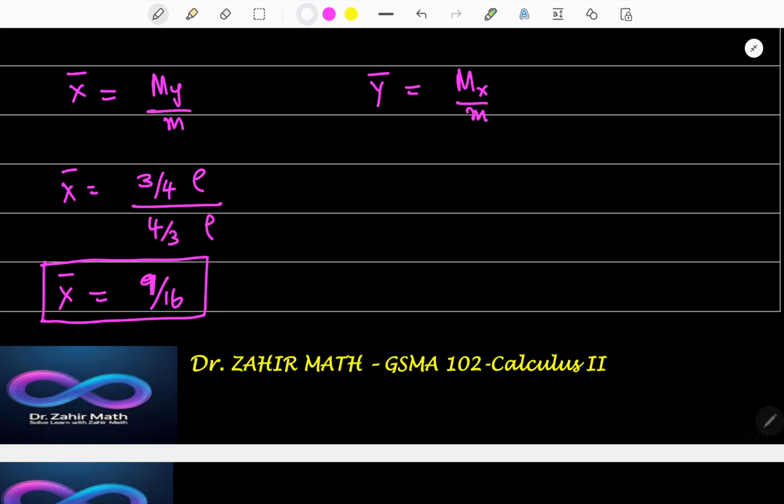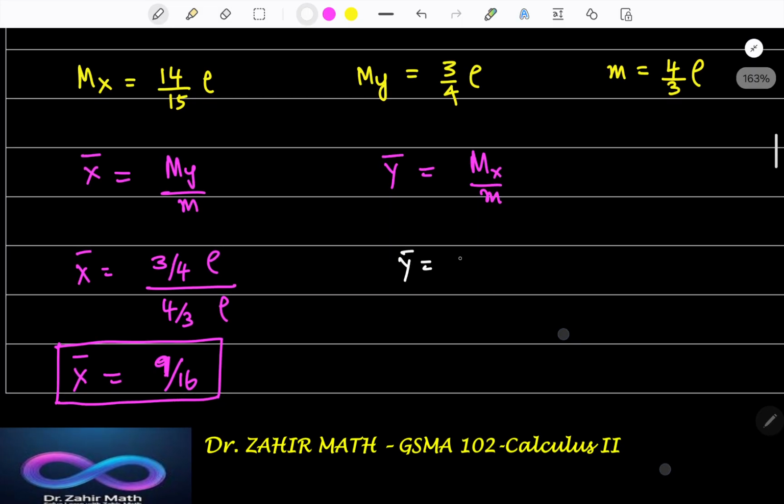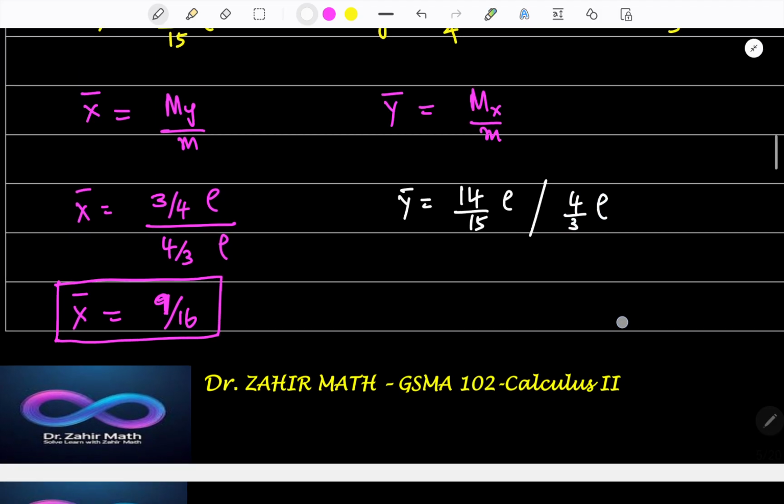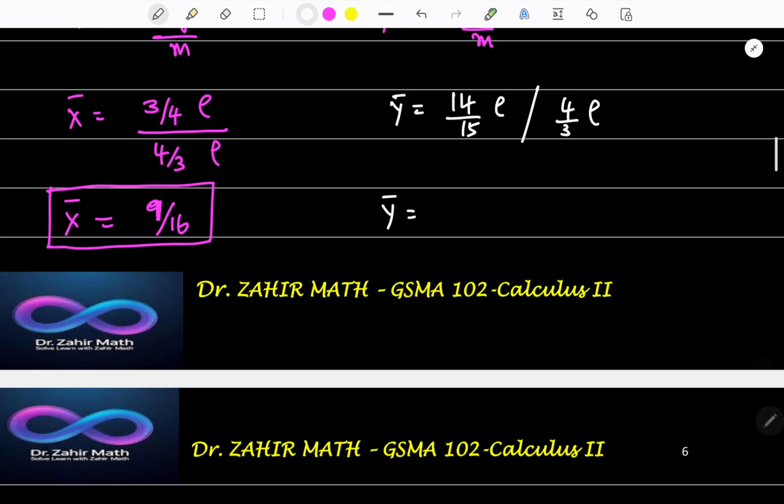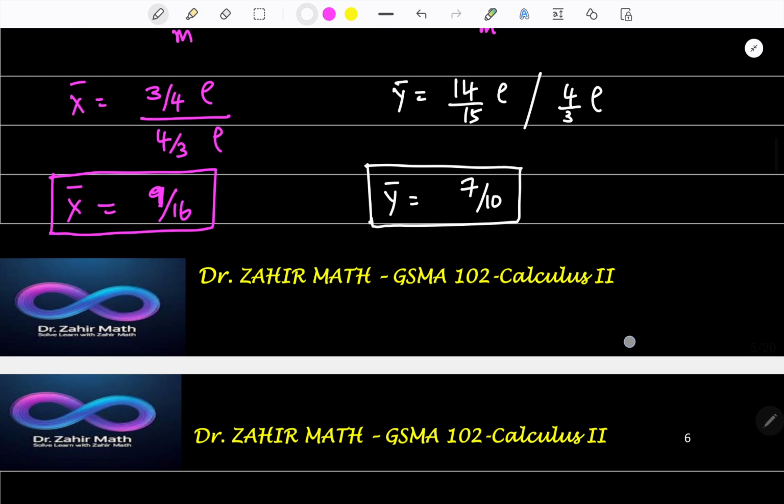So let's go for y bar. So y bar is equal to Mx divided by m. How much is Mx? Which is 14/15 times ρ divided by m, which is 4/3 ρ. Okay, so rho gets cancelled. You can put it in the calculator. So you will get 7/10. So this is your y bar, right?